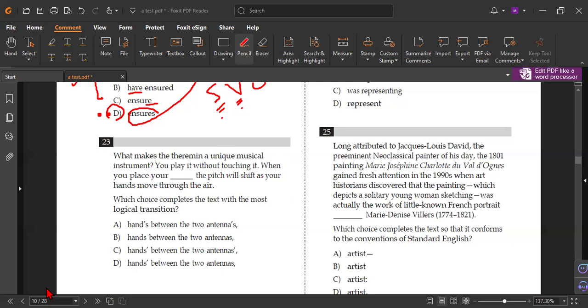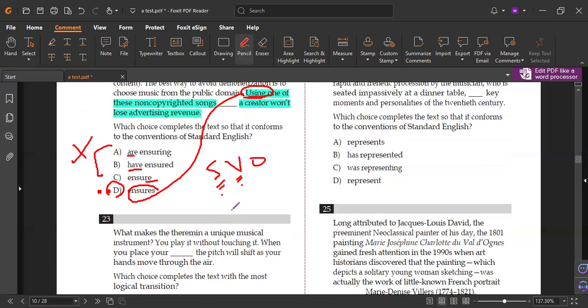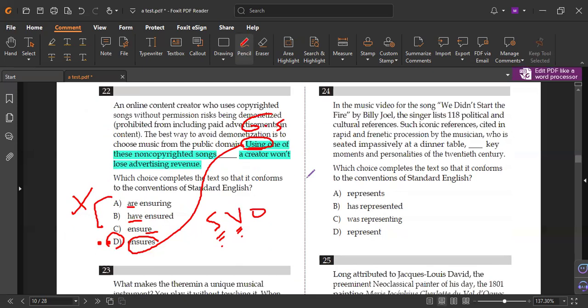It's B, obviously. So letter B. And the letter B. Very good. Excellent, Sam. Now 24.